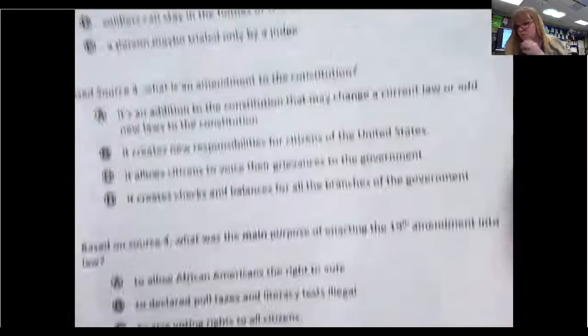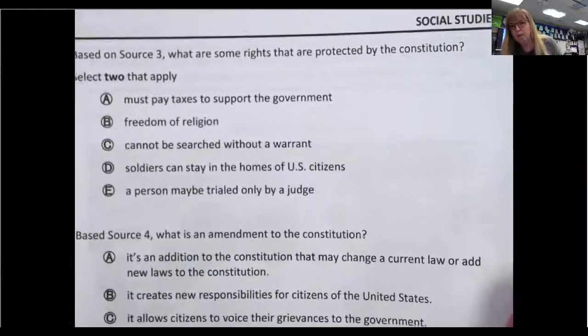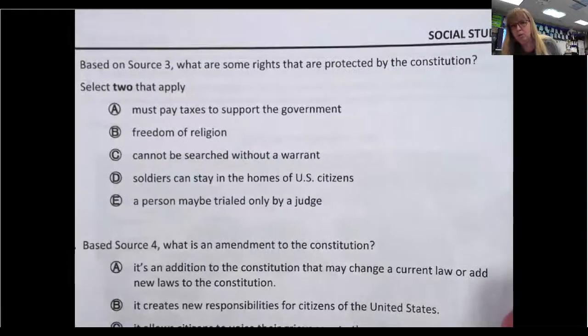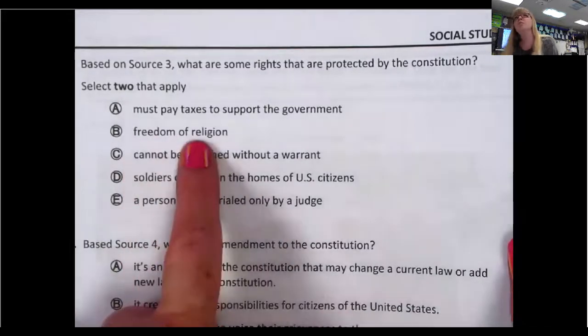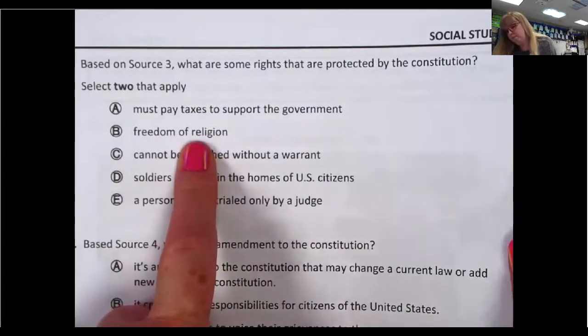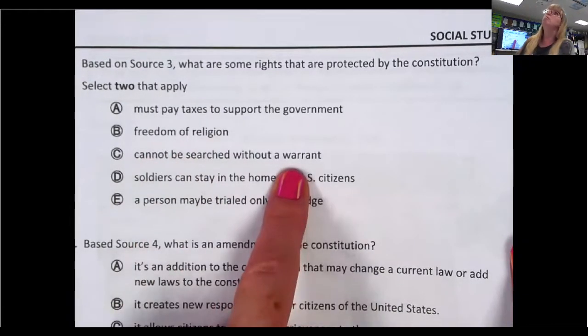Also using source 3, what are some rights that are protected by the Constitution? This is why I have the two pictures of Adrian in uniform on the board. Select two that apply. Freedom of religion, that is the First Amendment, and a person cannot be searched without a warrant. That is the Fourth Amendment, protects people from unreasonable search and seizure.